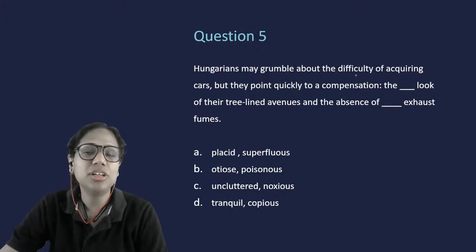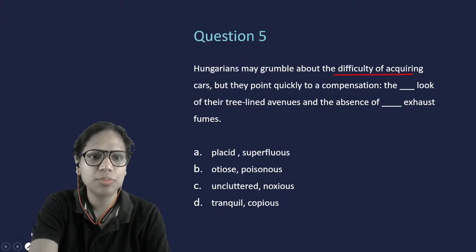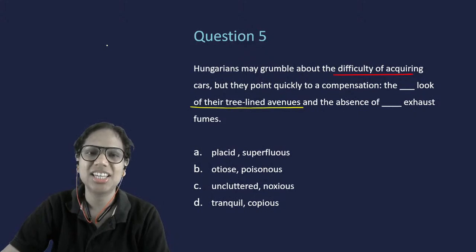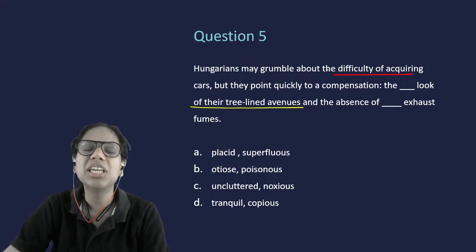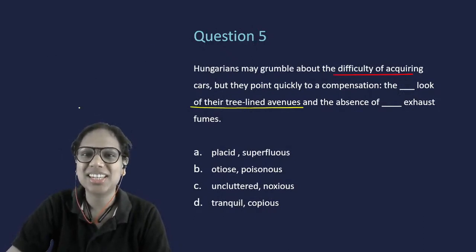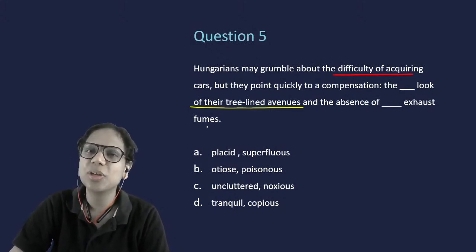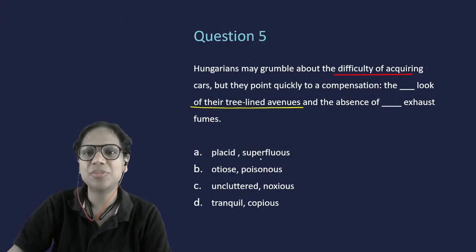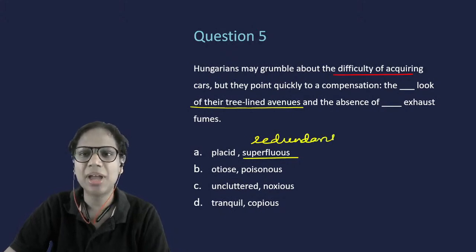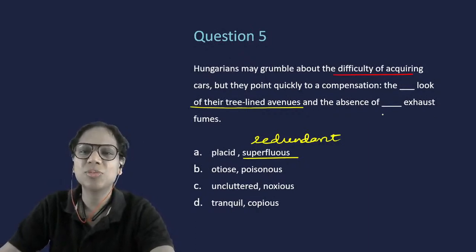Hungarians may grumble about the difficulty of acquiring cars, but they point quickly to a compensation. So, what is that compensation? The dashed look of their tree lined avenues, right? So, the compensation of not being able to have cars is this, that they have tree lined avenues, right? And the absence of dash exhaust fumes. And there are no exhaust fumes also when there are no cars. So, the absence of superfluous would mean redundant. So, I'm happy that nobody said A. No, okay, one of you said it. All right. Superfluous means redundant.